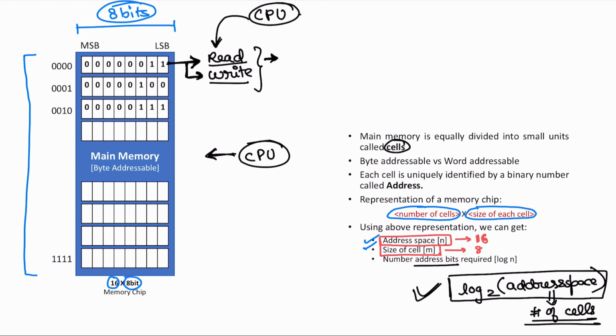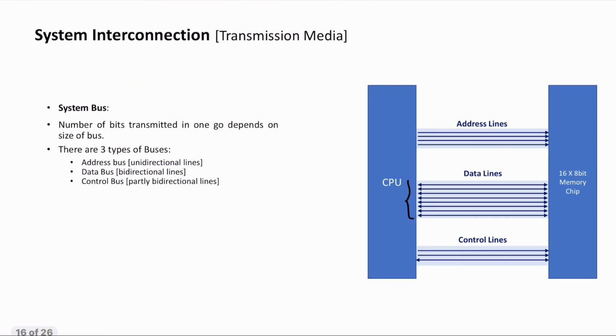Okay, so let's proceed. Till now we have briefly discussed IO devices and main memory. Now we will be discussing the system bus, or system interconnection. So what is the system bus? System bus is nothing but a set of conducting lines.